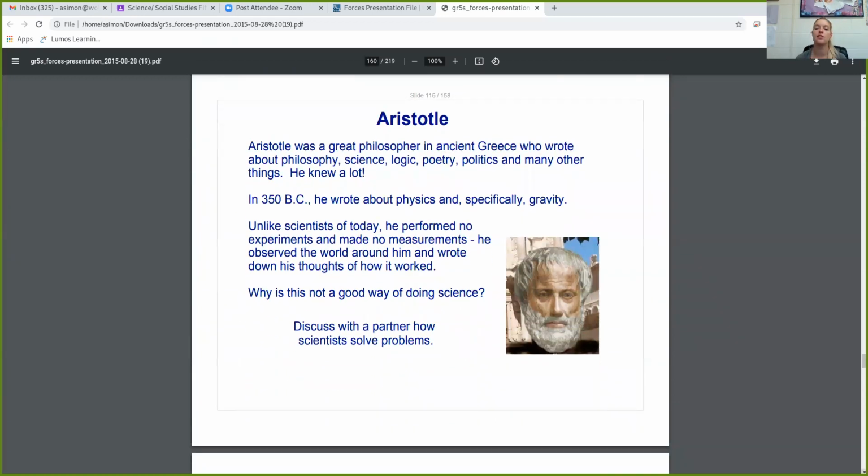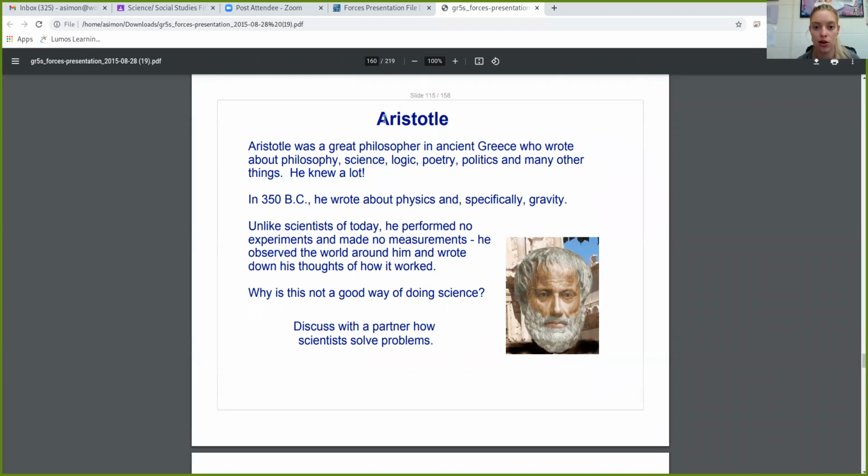Now, there was a bunch of philosophers who first studied gravity, and the very first philosopher who studied it was called Aristotle. Aristotle was a great philosopher in ancient Greece who wrote about philosophy, science, logic, poetry, politics, and many other things. So he's pretty smart. He knew a lot. In 350 BC, he wrote about physics and specifically gravity. But, and this is important, unlike scientists of today, he performed no experiments and made no measurements. All he did was observe the world around him and write down his thoughts.